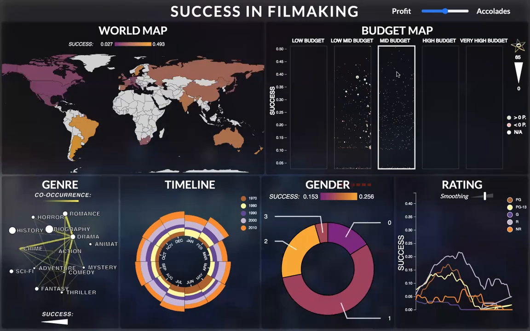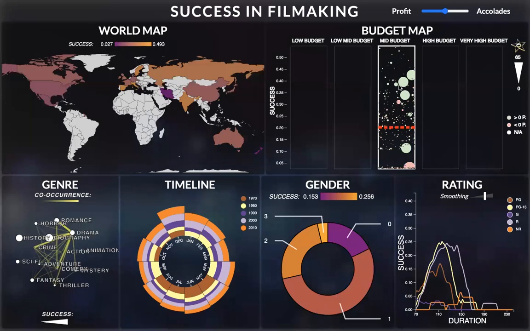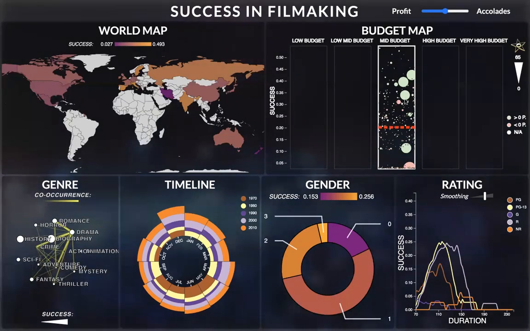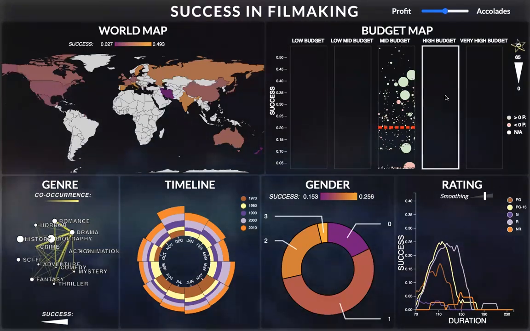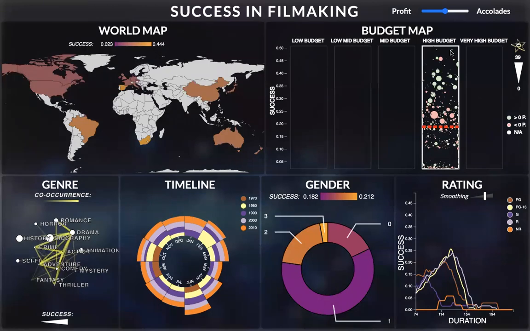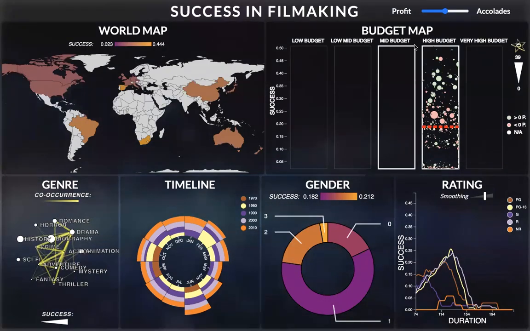For the mid budget range, they have the highest number of Oscar nominated and winning cast and crews, and the movies are mostly released in the months of May, June, and December. Here, PG-13 and R-rated movies are the most successful with an average runtime of around 2 to 2.5 hours. If we look at the high budget range, then the pattern is pretty similar to mid range, and the movies are mostly released in the month of June.